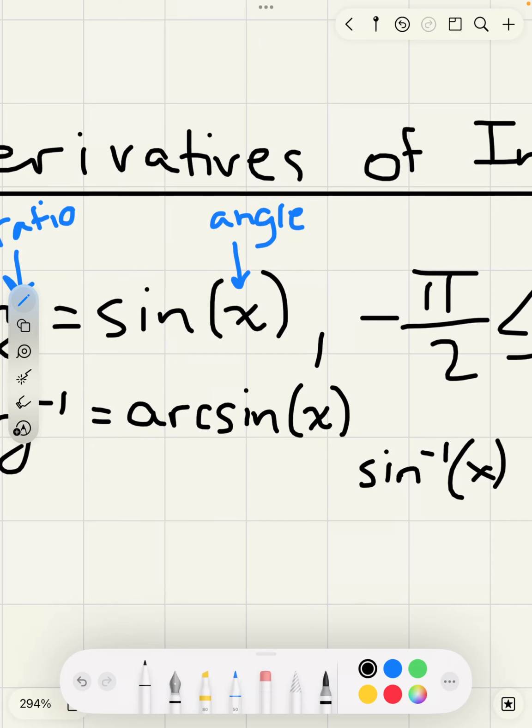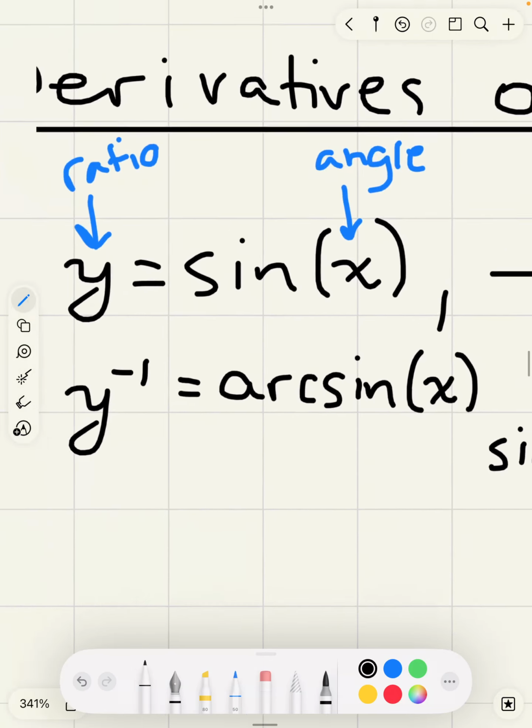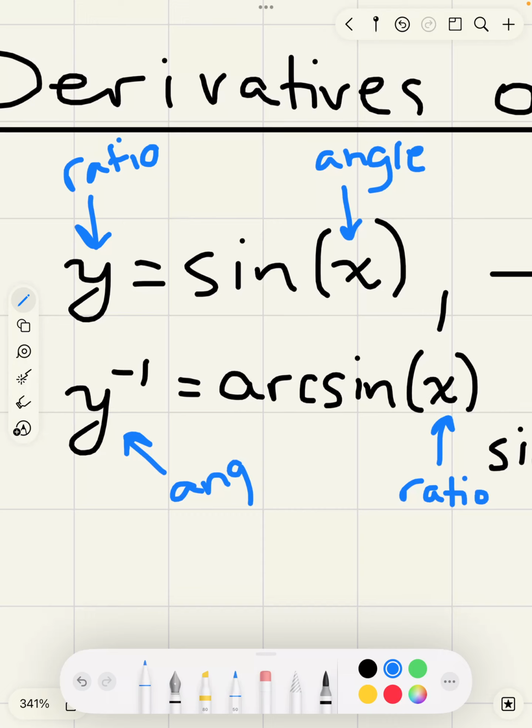For inverse sine or arc sine, you may also have seen it written as sine inverse of x. It's the opposite, right? So here, the input, or the x, is a ratio. And the output is an angle. So, important concept here is that arc sine of x is an angle.